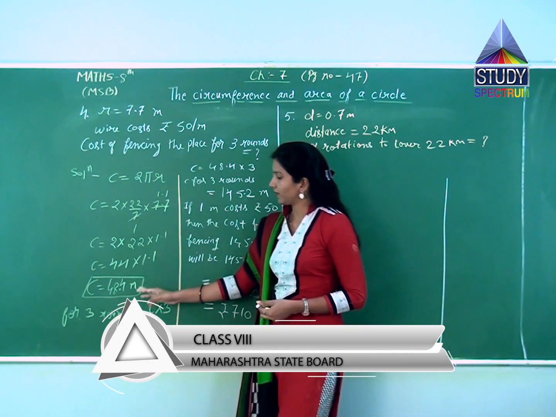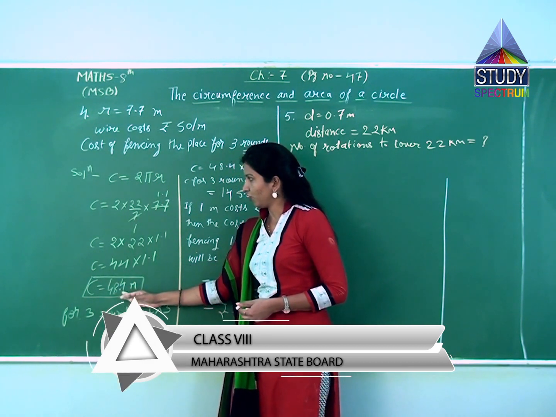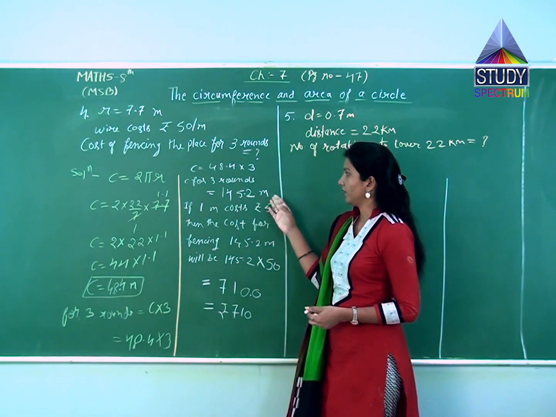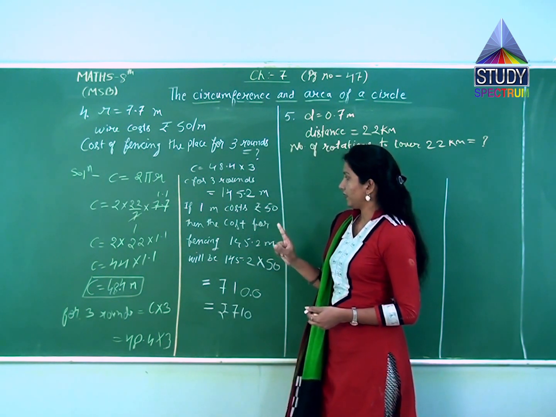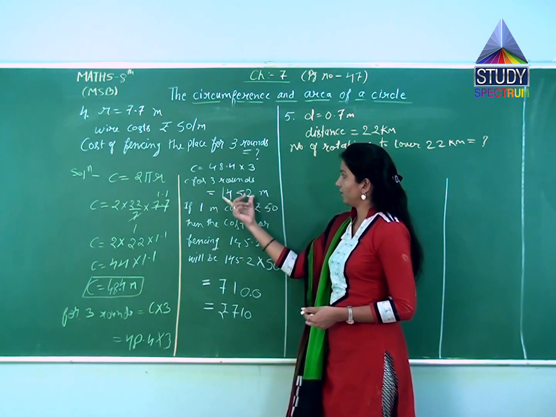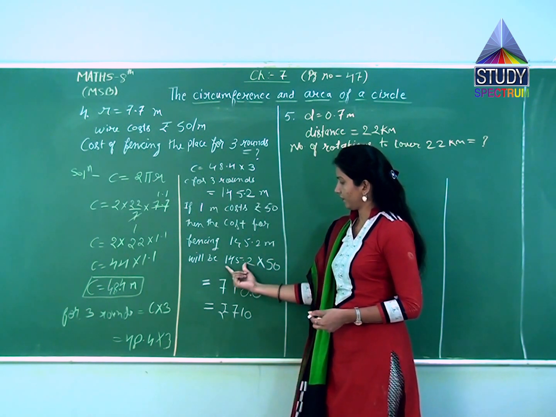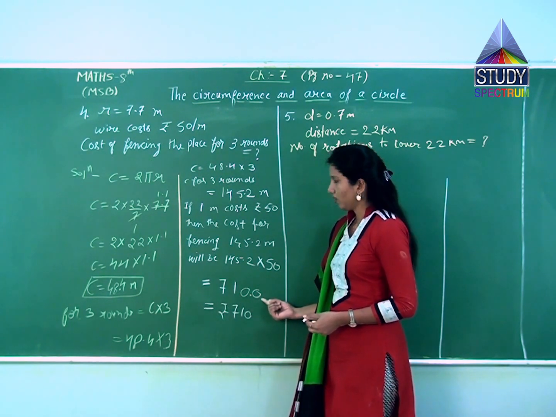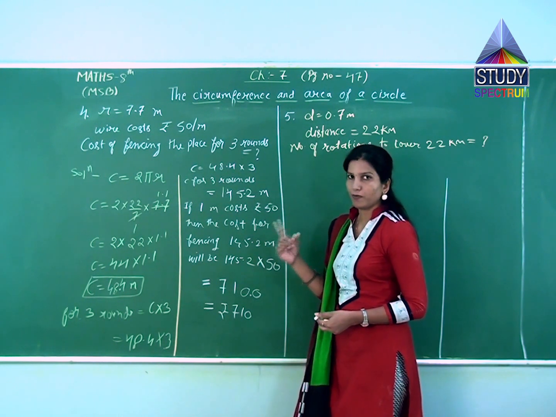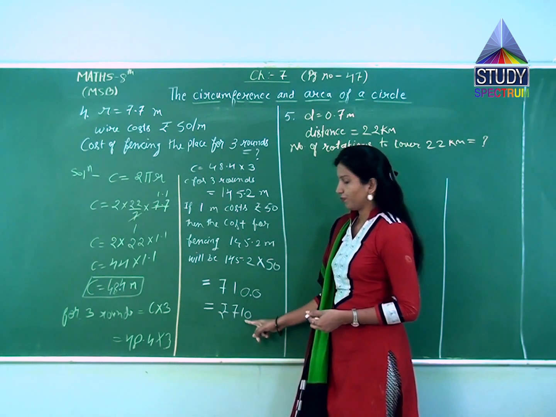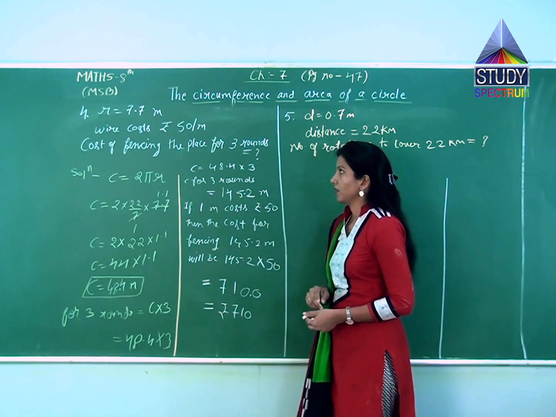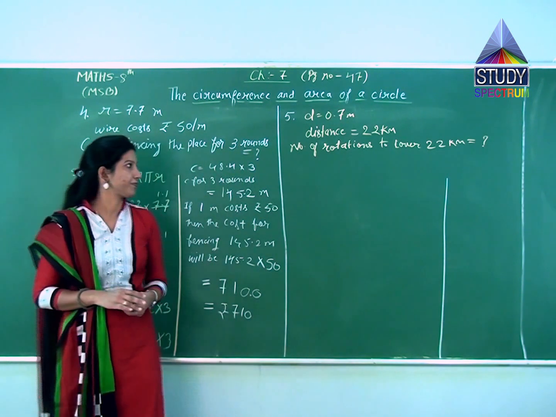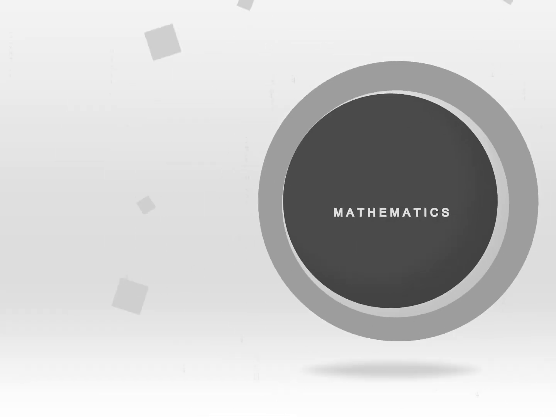So we found the value of C, that is 48.4, and multiplied it by 3 to get 145.2 meters. Now 1 meter of fencing costs rupees 50, so 145.2 meters will cost 145.2 into 50, which equals 710. So the cost of fencing the whole circular place for 3 rounds will be rupees 710. Understood? Now let's move to question number 5.